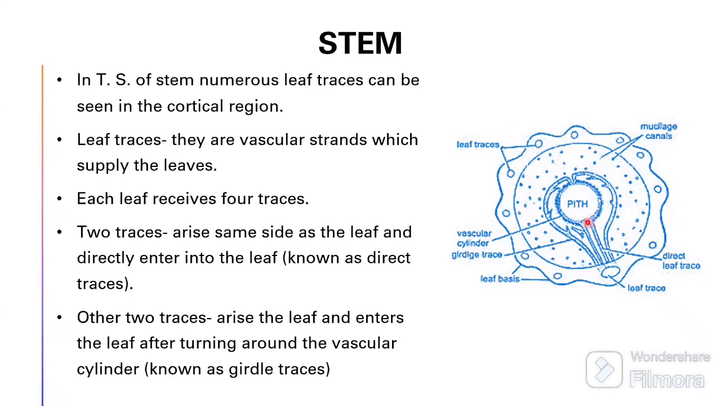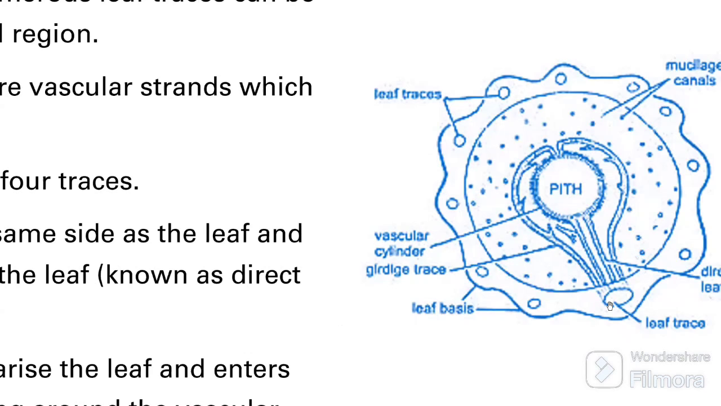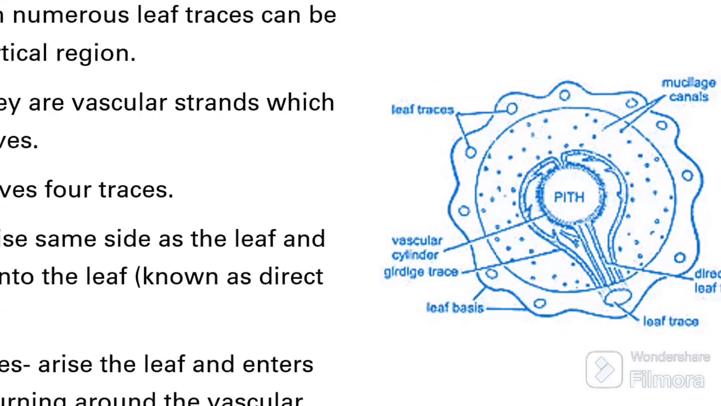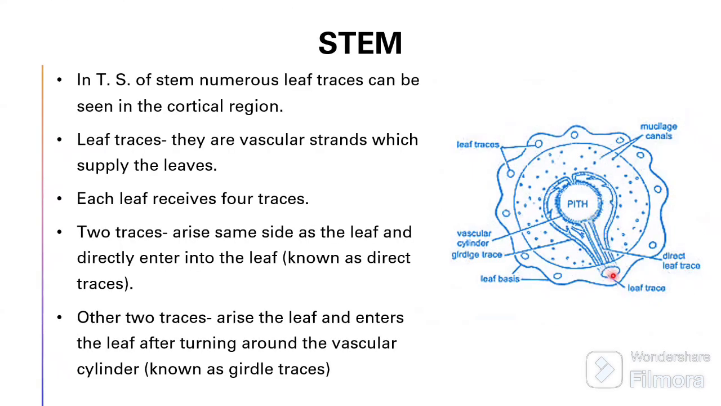You can see in the diagram that this is the pith. Within pith there are vascular tissues or vascular cylinder. They are directly supplying the leaf trace. So there is a direct leaf trace towards the leaf, whereas the other 2 traces arise opposite the leaf and enter the leaf after turning around the vascular cylinder. You can see here that they are turning around the vascular cylinder and then entering the leaf. So there are two direct leaf traces and 2 indirect leaf traces, which are also called girdle traces.